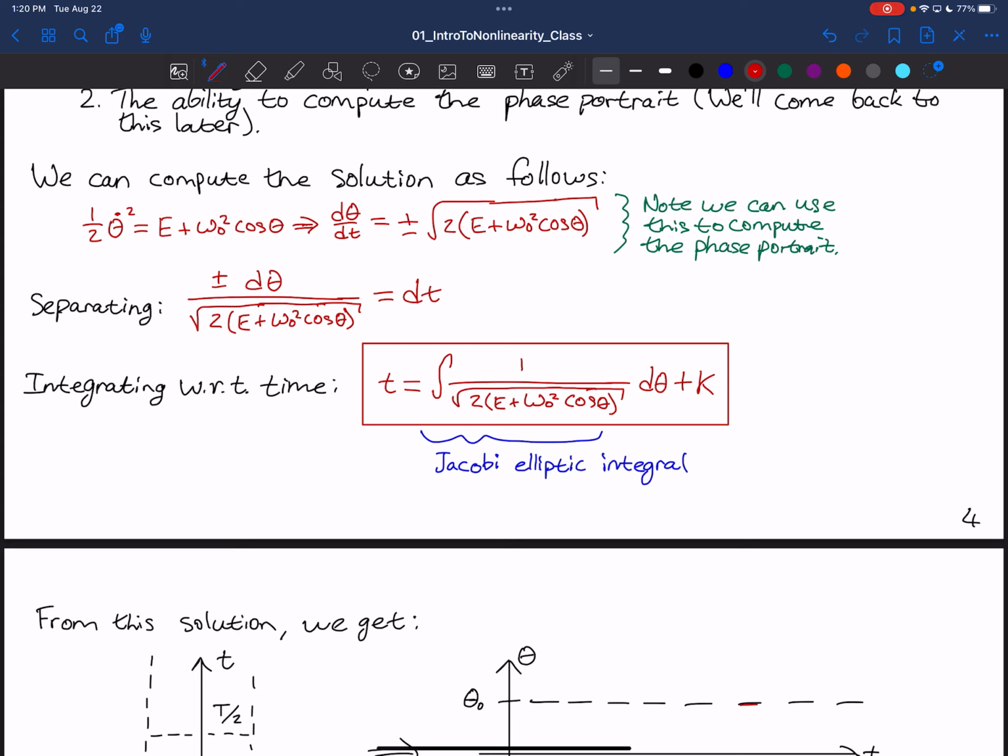And that integral is known as a Jacobi elliptic integral. And basically, what it allows us to do, well, if we can solve that integral, we can then solve for theta, effectively. Maybe.